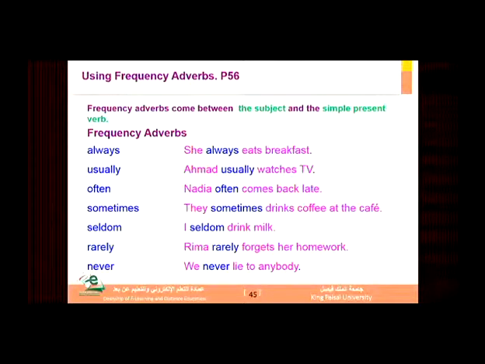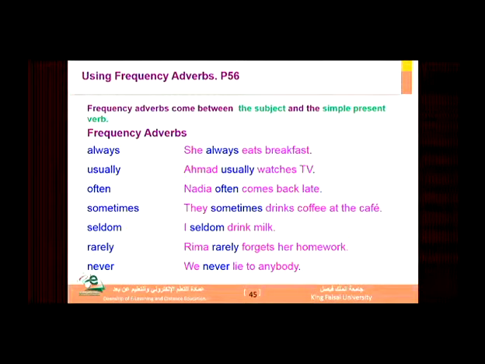Moving to the second example, usually. Ahmed usually watches TV. Again, the adverb usually comes immediately after the subject and before the verb. So the place for the adverbs of frequency is between subject and verb. Often: Nadia often comes back late. She arrives late. Sometimes: they sometimes drink coffee at the cafe.